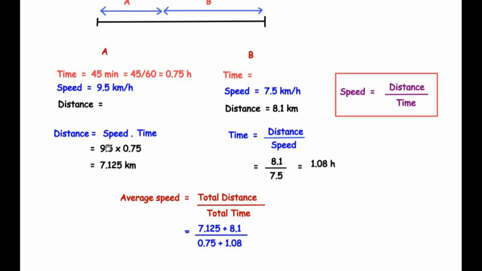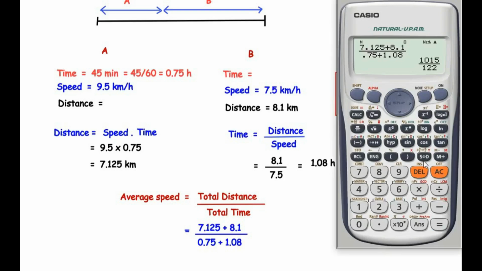Now total distance means we are going to add the distances which we got for both the parts of the journey. So for the first part we had 7.125 added with 8.1 from part B, over total time, which is going to be 0.75 hours from part A of the journey plus 1.08 hours from part B. Now let us see what value this gives us.